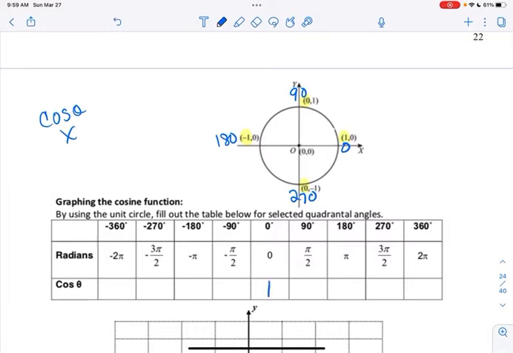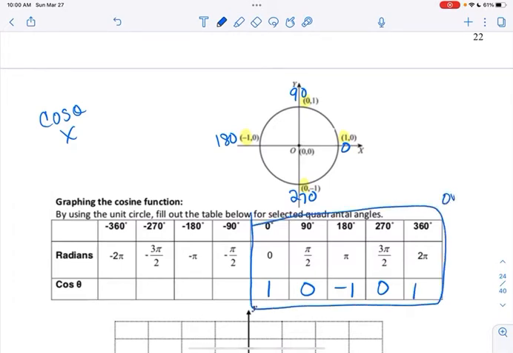Cosine of 90 or pi over 2 is 0. Cosine of 180 or pi is negative 1. Cosine of 270 or 3 pi over 2 is 0, and then back to 1. This is considered one cycle, just like before with sine, and these are my critical values.